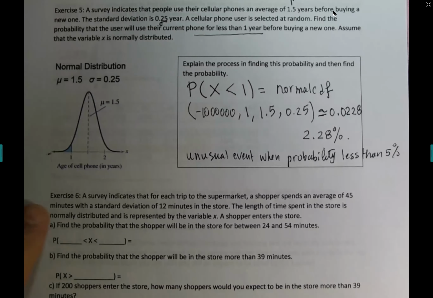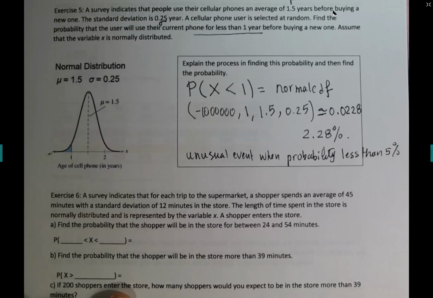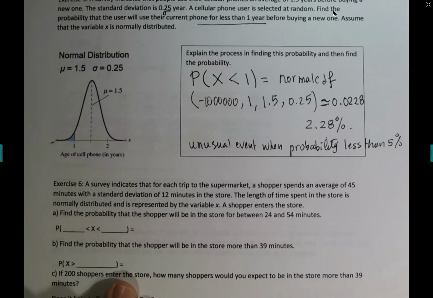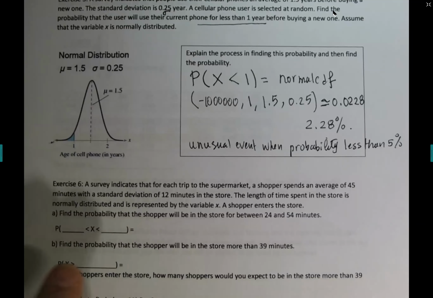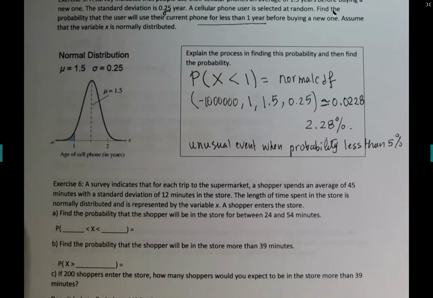Okay, let's do exercise 6, guys, and see if we can do it. Please have your calculator handy, guys, and do it with me. I'm just showing you how straightforward those problems are. Now we're doing real world applications. When you see the X, it's a real life application. When you see a Z, we're just using the standard normal curve.